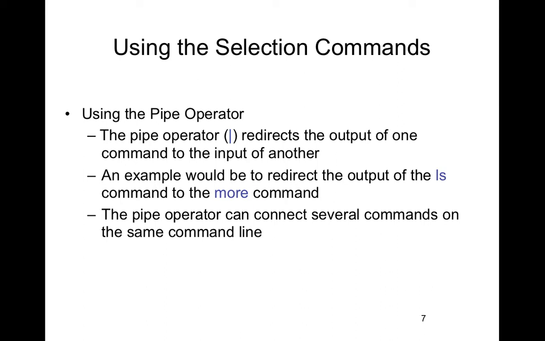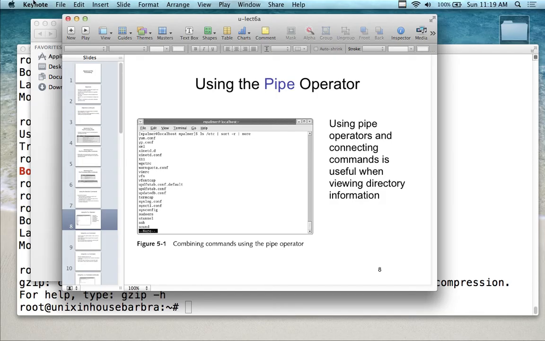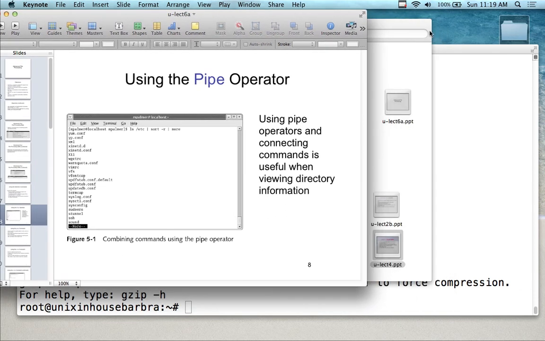So the pipe operator can be used to connect several different commands together. We can go ls and then the pipe and then more. So here's an example, and here it is way up here at the top: ls /etc. In fact, let's just do it this way so you can see what I'm looking at, because the screen's kind of small.